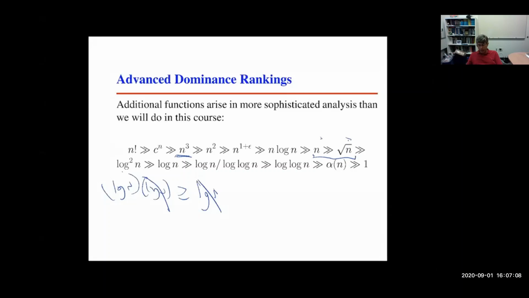Any questions? Alpha n, there's a question about alpha n. This is the inverse Ackermann function. This is a function that is famous for being incredibly ungodly slow growing, but eventually gets to infinity. And it turns out it comes up in some algorithm analysis. But again, I don't think we're going to talk about it in here. Any questions? Oh, good.